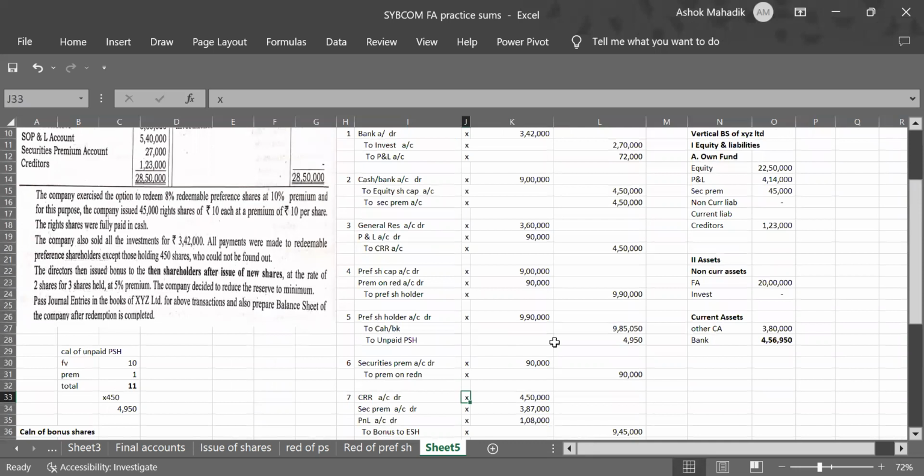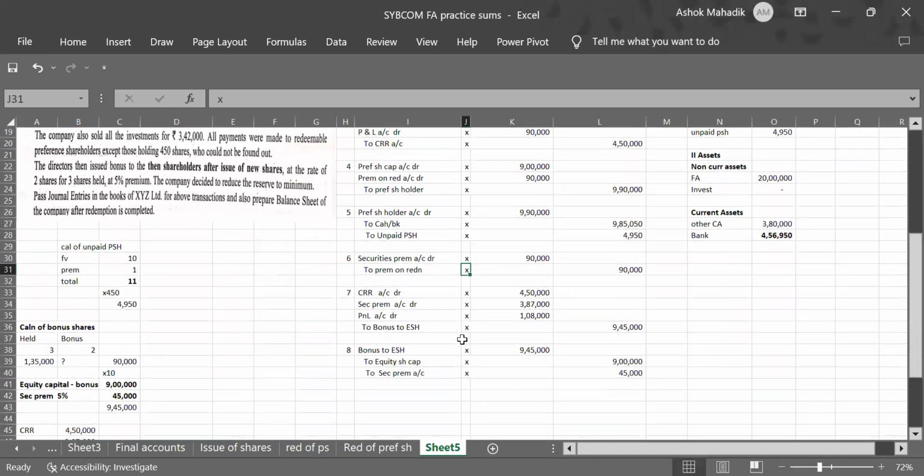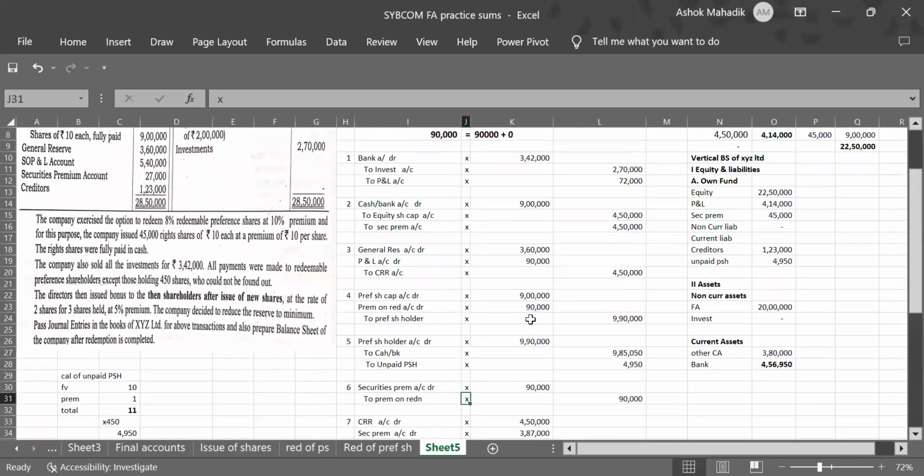Unpaid preference shareholders 4950. It's a kind of current liability. I'll write unpaid preference shareholders. How much? 4950. Okay. Let us tick mark that also. Done. Cash bank already done about that. I think we are done with everything. Let us see whether our balance sheet tallies now. It must tally if we have given effect of all the items. Let us see.